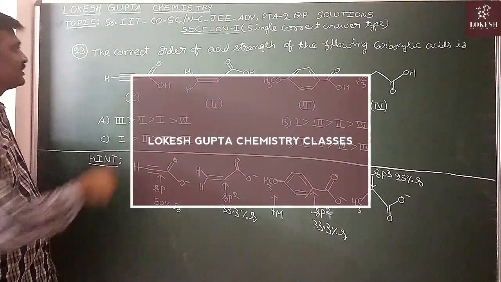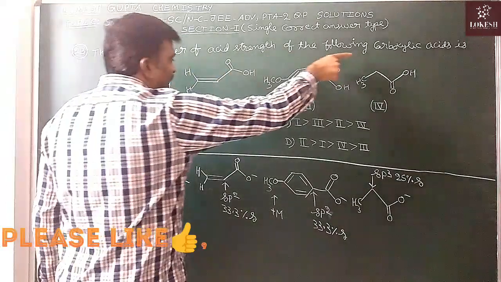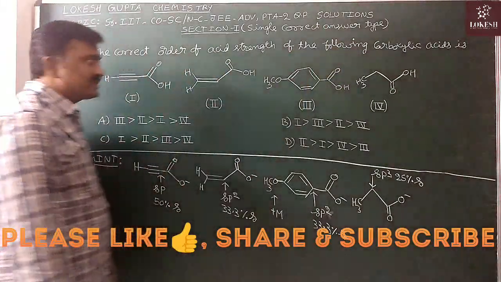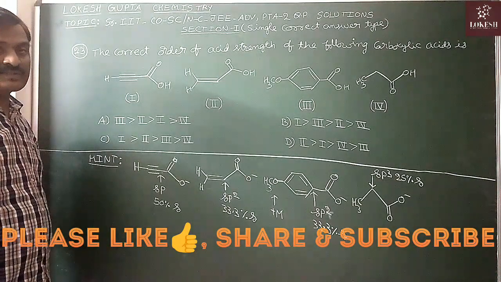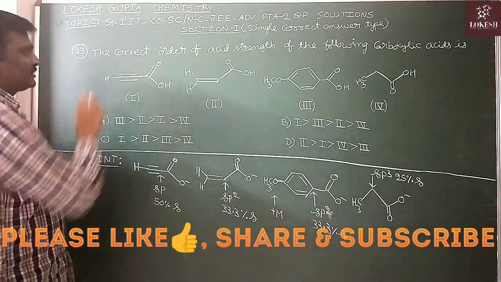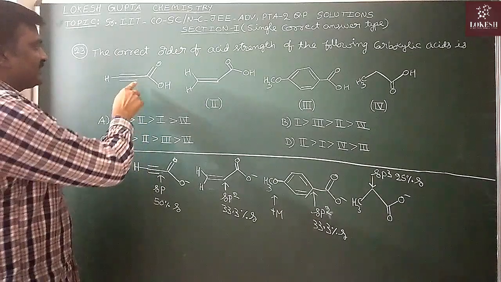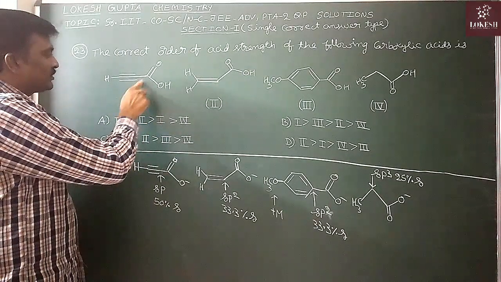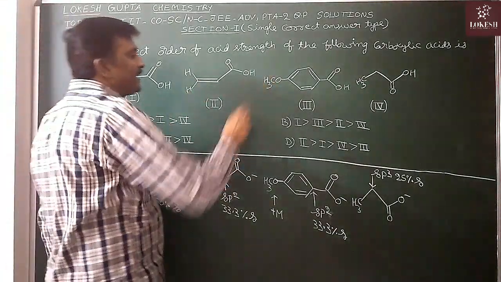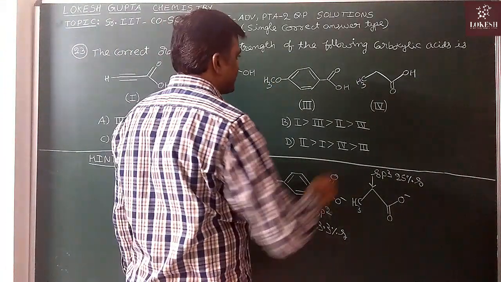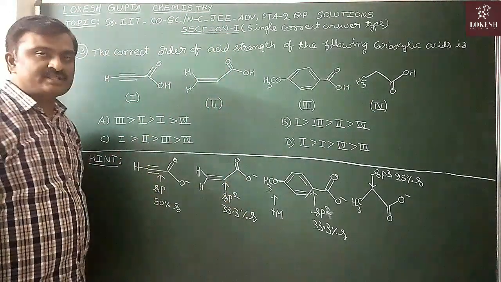23rd question. The correct order of acidic strength of the following carboxylic acids is. It is the 2019 Advanced question. These are the four carboxylic acids: propynoic acid, propenoic acid, para-methoxybenzoic acid, propanoic acid. Among these, what is the acidic strength order?